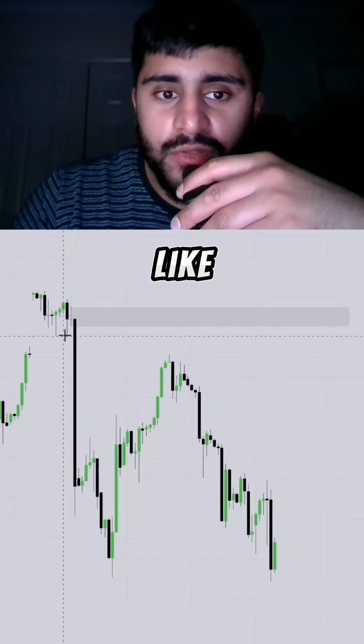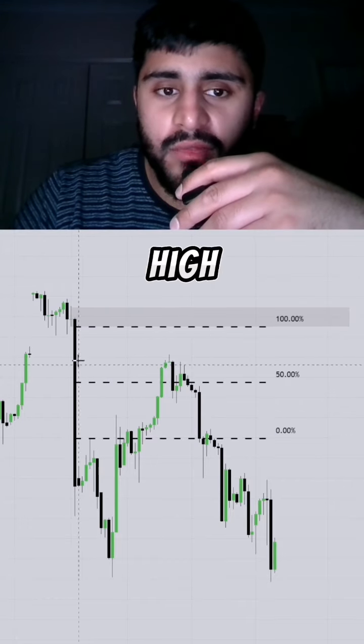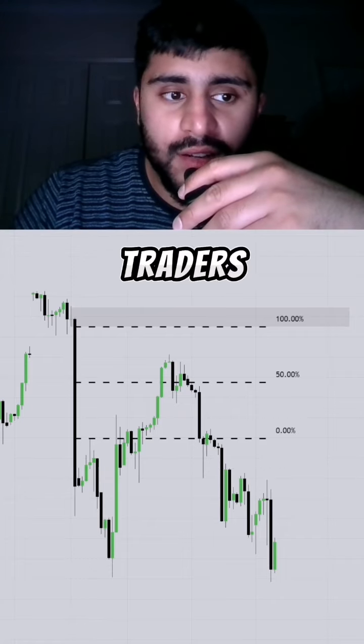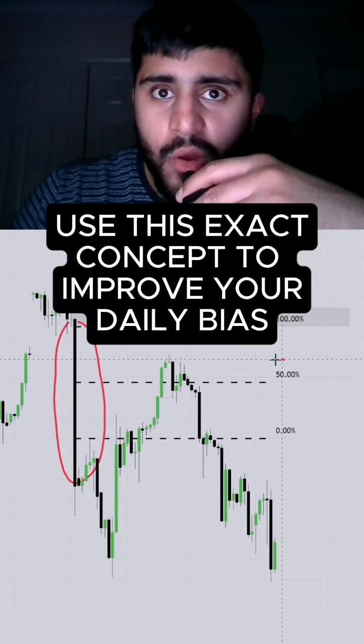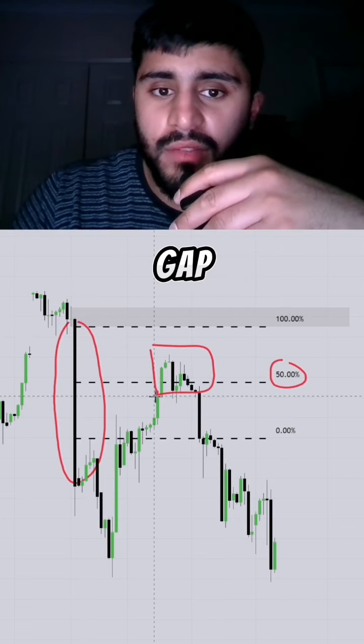What I like to do is use the Fibonacci tool. So I'll literally draw out the fair value gap from the swing high of the fair value gap down to the swing low, right? So all the way down here. And what I want traders to understand is that when you have such a large fair value gap like this, the market only really needs to come above the 50% level. So we had this fair value gap being filled.